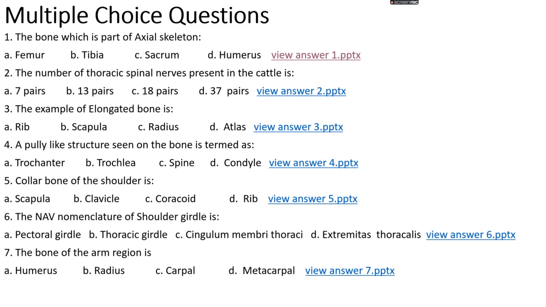Okay. Question number two. The number of thoracic spinal nerves present in cattle is: option A 7 pair, option B 13 pair, option C 18 pair, option D 37 pair. The right answer is option B, that is 13 pair.